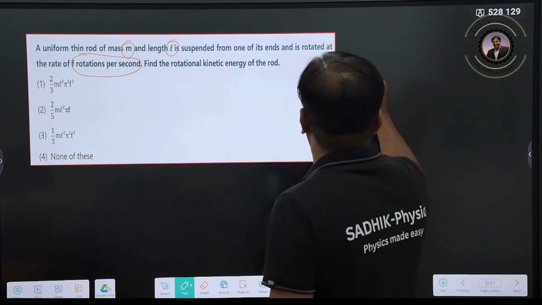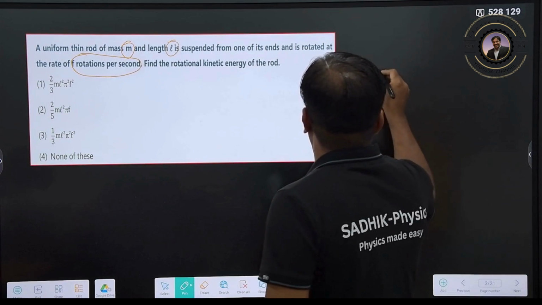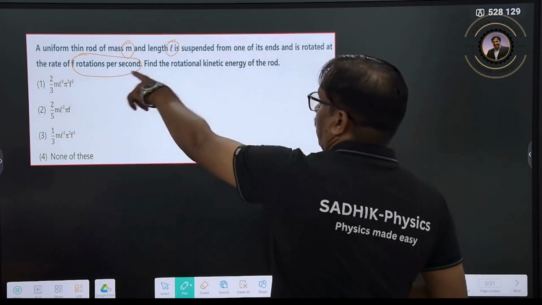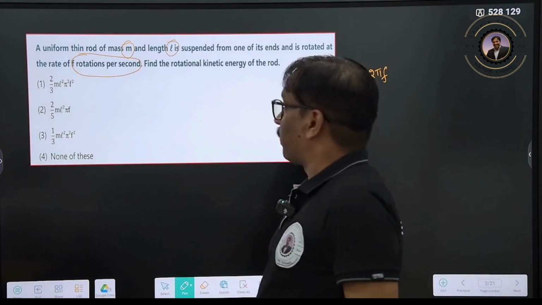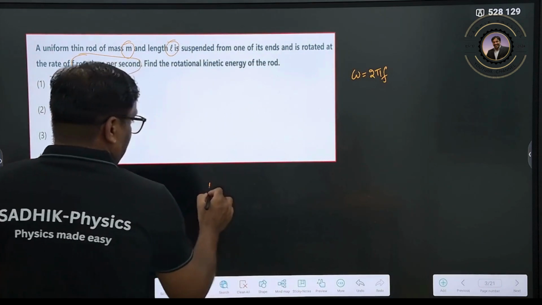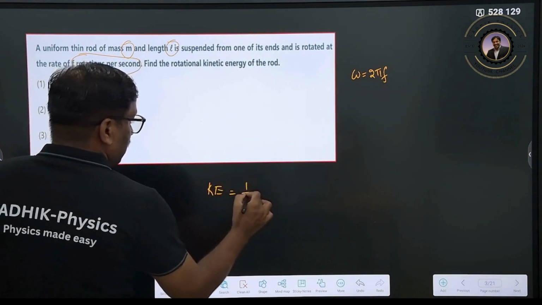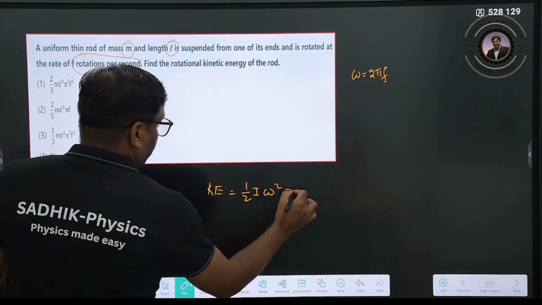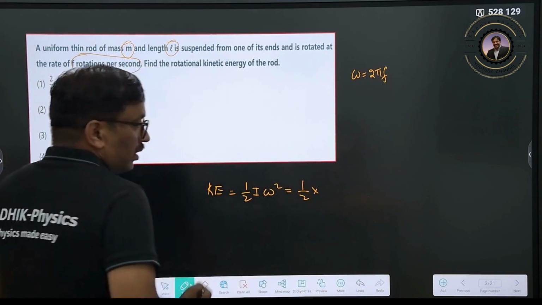So therefore omega can be written as 2 pi into frequency. Here f is given, therefore f. Clear? So we want to calculate rotational kinetic energy. What is the kinetic energy formula here? That is nothing but half I omega square. So half.